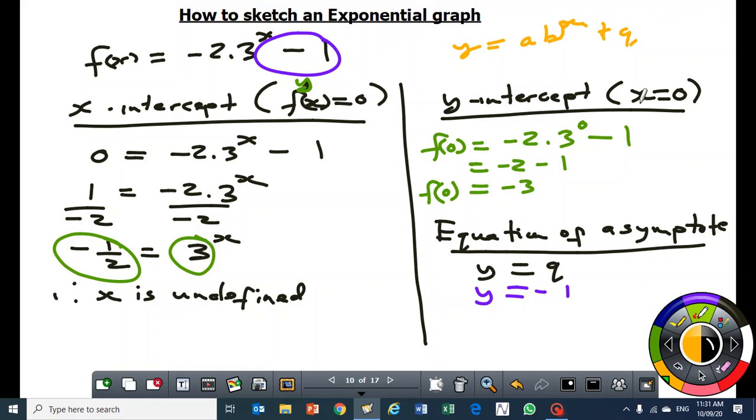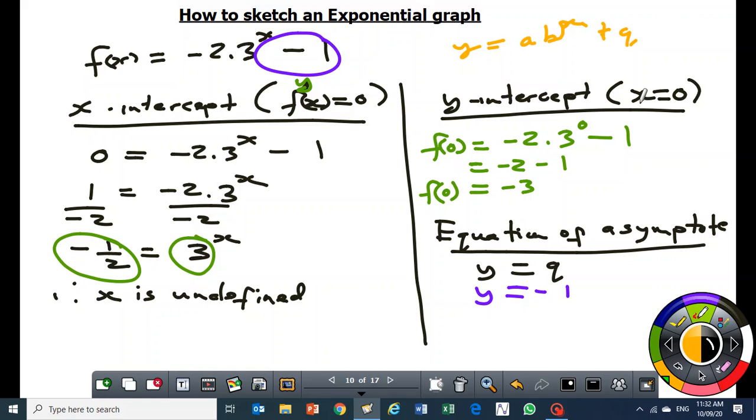Remember, there are two cases in terms of the shape. If the b is greater than 1 and the a is negative, you'll get a decreasing function. If the a is negative and the b is between 0 and 1, you get an increasing function. Make sure you're aware of that distinction. So first thing, find the x-intercept.